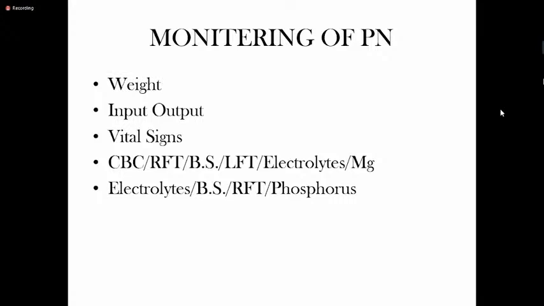and we must do the vital signs: blood pressure, temperature, and respiration. And we must do the complete blood count, a renal function test, blood sugar, liver function test, electrolytes, and magnesium. Okay, so electrolytes, blood sugar, and renal function tests are done regularly. Okay, so this is how we monitor a patient who is on this tube feeding, this parenteral tube feeding.